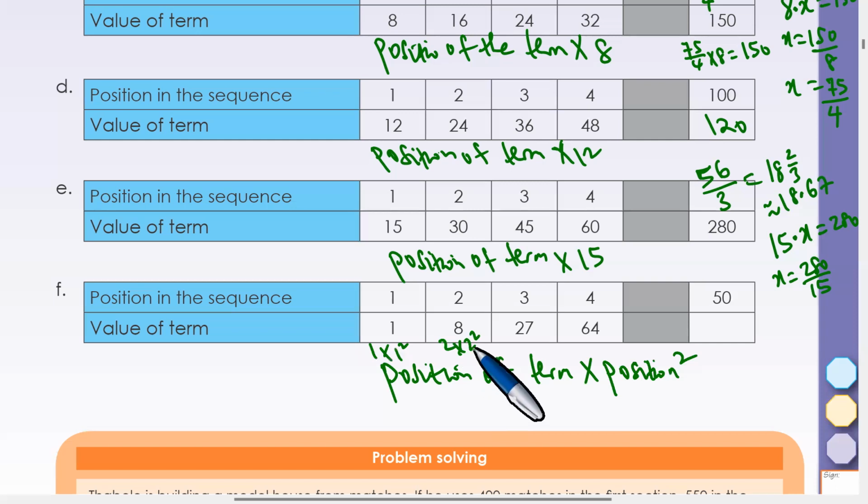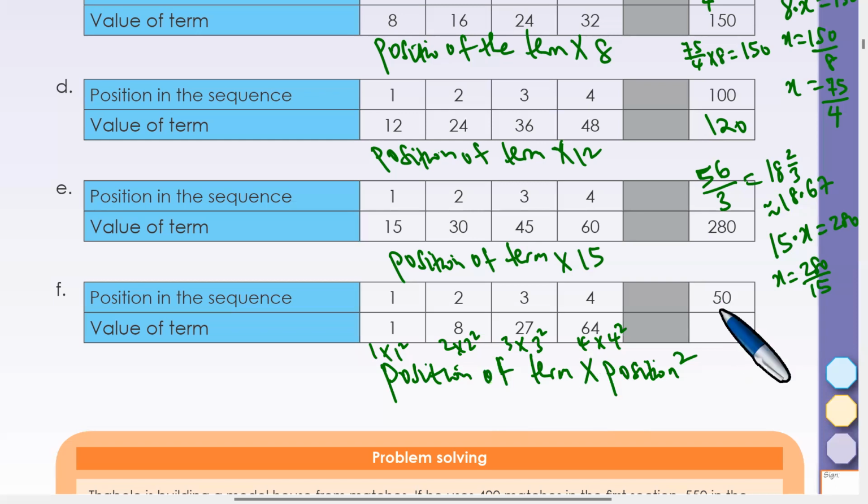What is 2 squared? It's 4. 4 times 2 is 8. So this one is position of term times 3 squared. What is 3 squared? It's 9. 9 times 3 is 27. Position of term is 4, and 4 squared is 16. 16 by 4 is 64. So here, 1, 2, 3, 4.